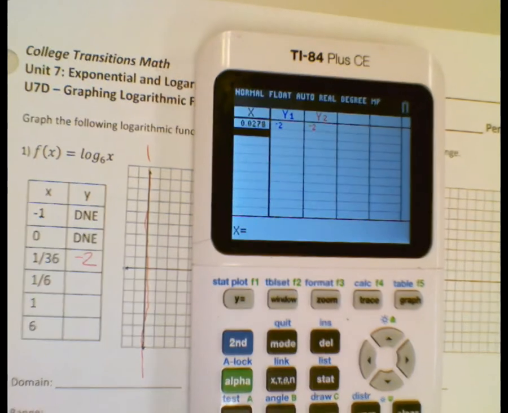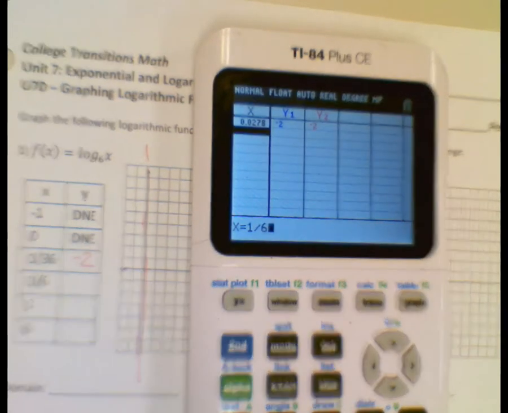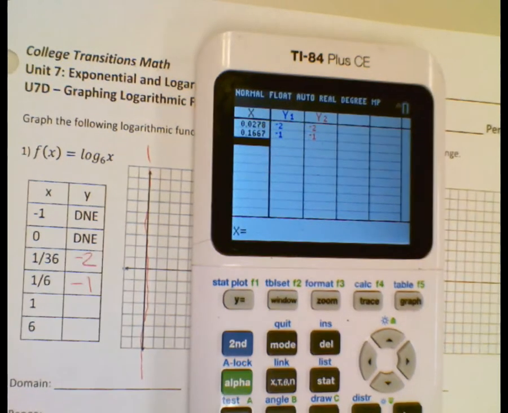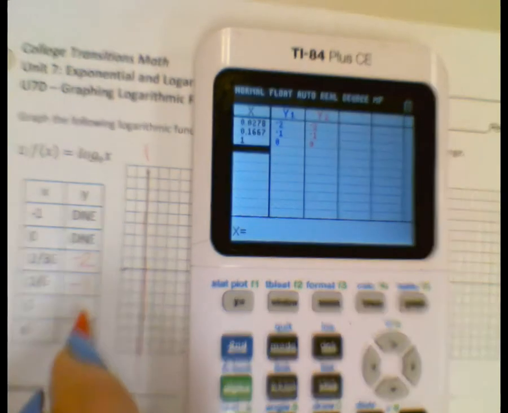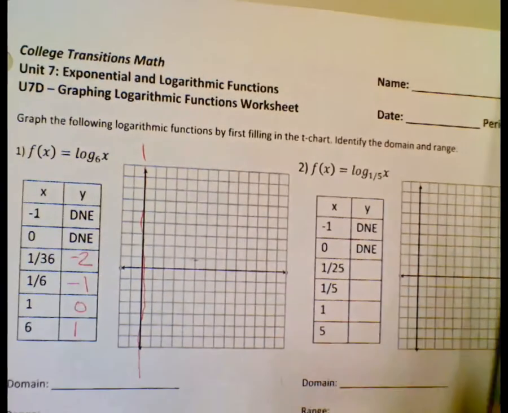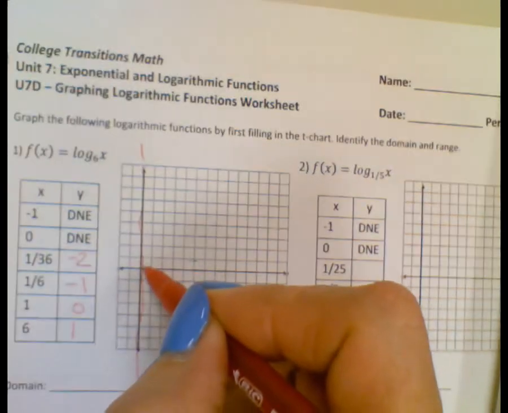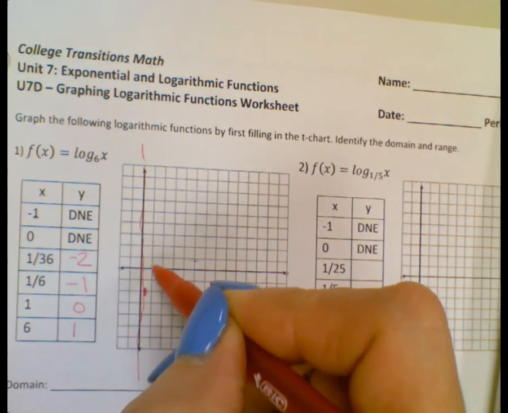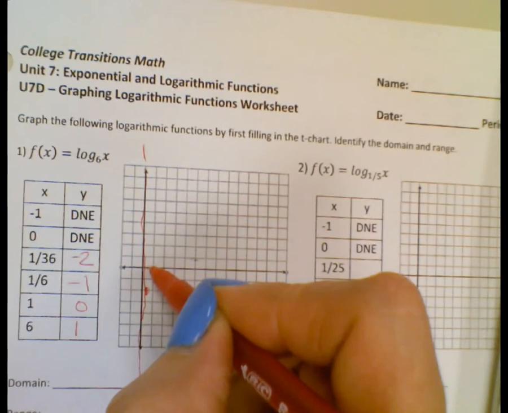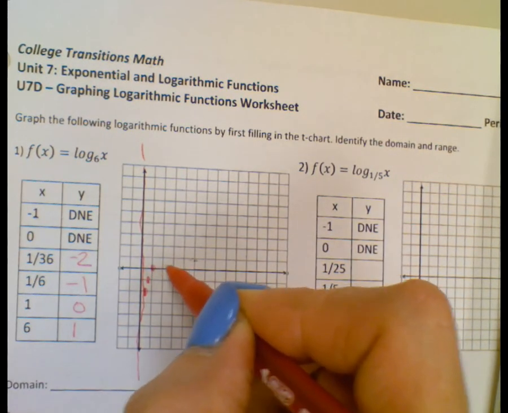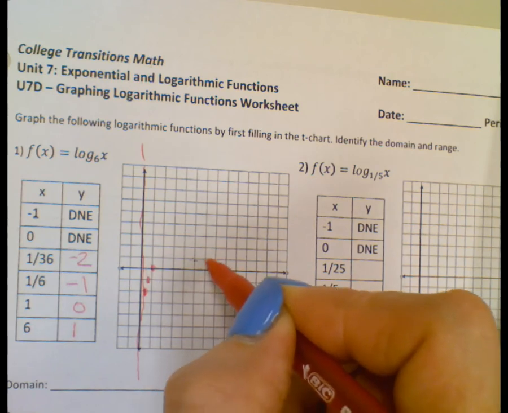And then you type in 1/6, and that is -1. And then you're going to type in 1, and that is 0. And then you're going to type in 6, and that is 1. Okay, so we're going to graph these. So 1/36 is really close to 0, really close. So that's right there. 1/6 is a little to the right of that, and that's at -1. Then you have 1, 0. Then you have 6, 1.